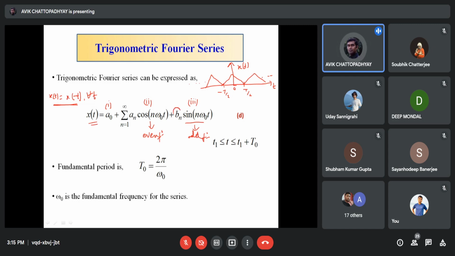So, if I can make all the bn's equal to 0, that means all the Fourier coefficients associated with the sine terms, if I can make them 0, then obviously the property of evenness can be retained. There will be no problem at all. So x(t) can be written like x(-t). That means we don't have any problem with term 1, and we don't have any problem with term 2.